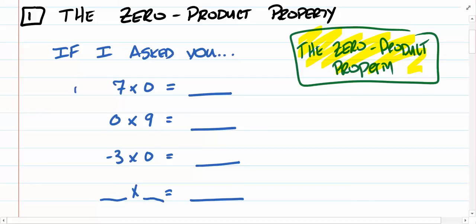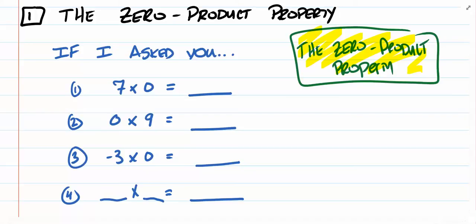I have questions 1, 2, 3, and 4. Okay, I just want you to answer them as if you were really just being asked them. Okay? So, number 1, if I asked you what 7 times 0 is, what would you say the answer is? Yep, the answer is just 0, so no trick question there. Okay, number 2, what's 0 times 9? Yep, again, 0. 0 times any number is definitely 0, okay?